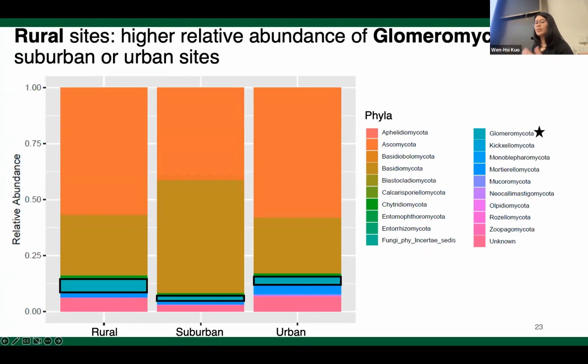And one of the examples I really want to highlight is that rural sites have higher Glomeromycota compared to the suburban and urban sites. And Glomeromycota, I think, is very interesting because that's the phyla that is comprised of arbuscular mycorrhizal fungi. And so these are symbionts in the roots of plants that help capture nutrients from the soil. And again, this is just one of the examples of the taxonomic bar plots for the fungal data.